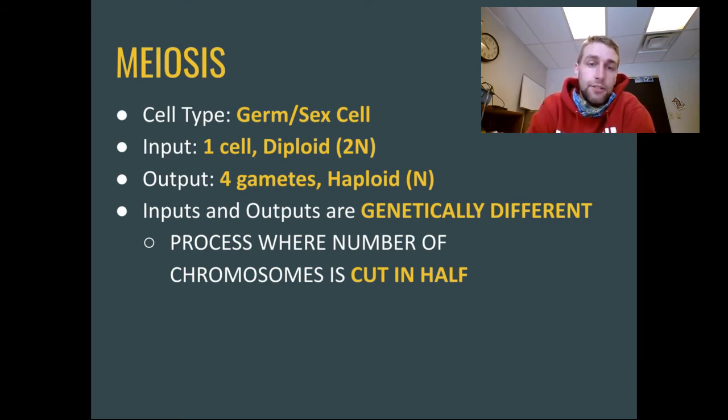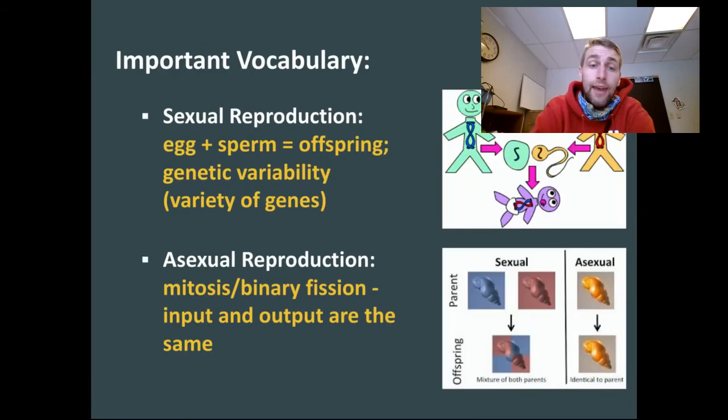So with meiosis, this is done by eukaryotic cells, and these are germ cells. So they're the cells that are going to divide to become eggs and sperm. You start with one cell that is diploid, or 2N. We'll talk more about diploid and haploid. That just means it has 2 copies of each chromosome. When you're done, you have 4 gametes. Gametes are another term for eggs or sperm, and each of those are haploid, meaning they only have 1 set of each chromosome, or one copy of each chromosome, and those gametes at the end are genetically different from each other, and they're different from the cell that you started with.